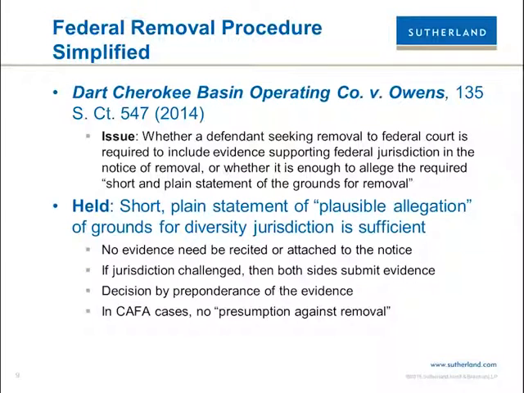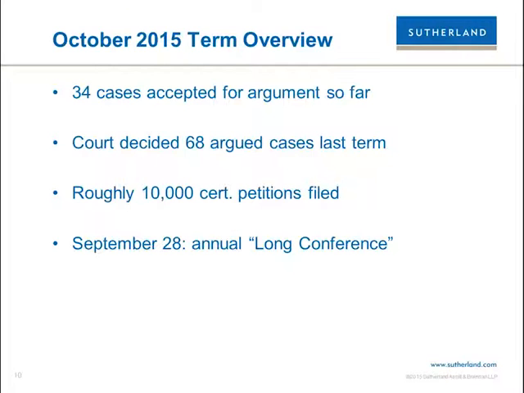All right, let's shift gears now and look forward to the upcoming term of the Supreme Court, and Tom Byrne is going to give us a lay of the land. Exciting time of year, Tom.